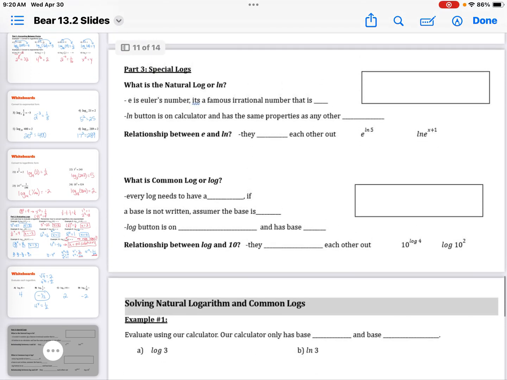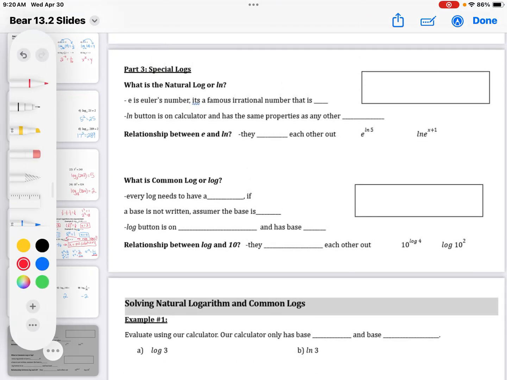All right, we have a couple of special case logs that we need to talk about. I'll just do these really quickly. One is called a natural log, which we use LN for the abbreviation. It's Euler's number, and it's a famous irrational number, and we use the letter E for that, which is about 2.716. The LN button on your calculator will allow you to calculate logs with this base, and it has the same properties as any other logs. We'll talk more about those in the next lesson.